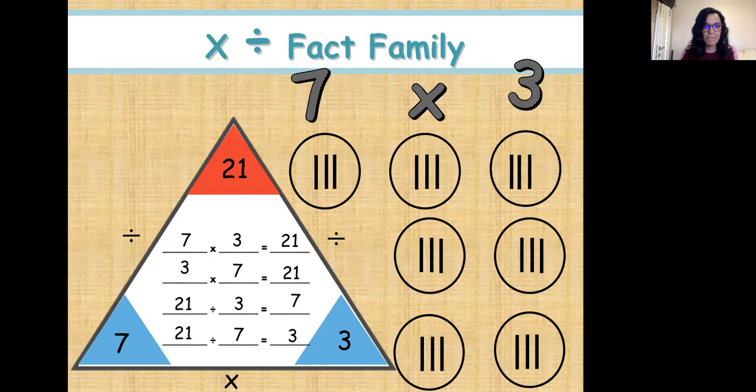It's the same thing. We just need to remember that the answer goes at the top, the answer for the multiplication, and then we start with those numbers as well for the division, okay? We need to make sure that we're switching the numbers around to make our complete fact family, okay?